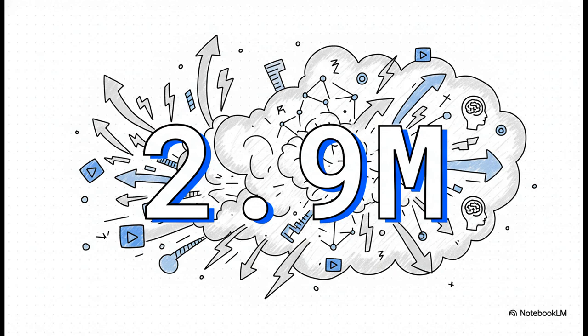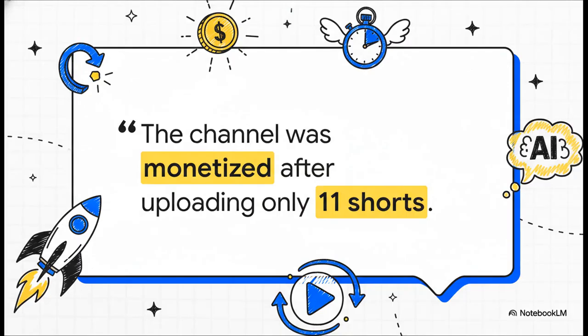One creator using this exact method gained nearly 3 million subscribers with just 99 of these AI-generated shorts. I mean, that is just explosive growth. In fact, the channel that came up with this strategy was fully monetized after uploading only 11 videos. Think about that. This isn't some long-term grind. This is a strategy built for speed and, frankly, incredible results.